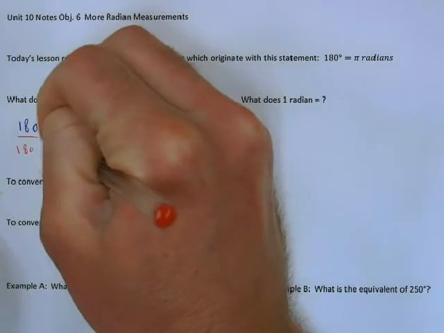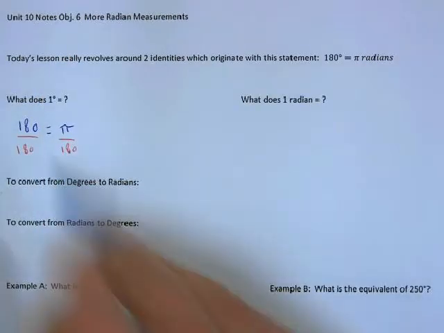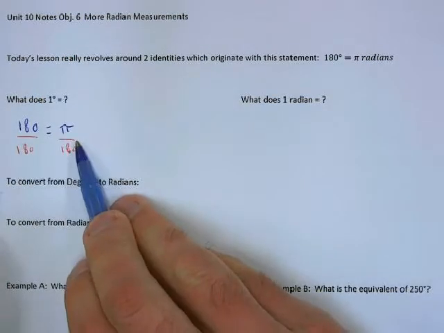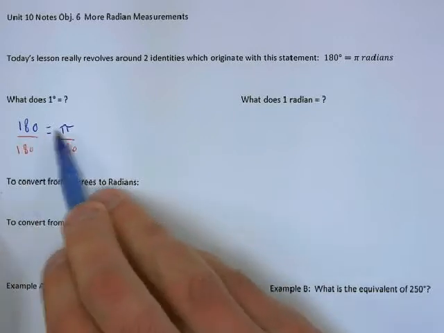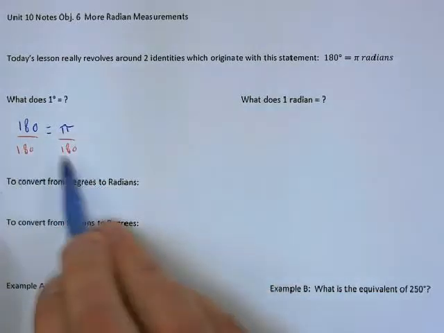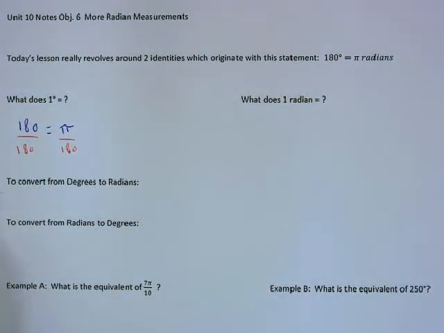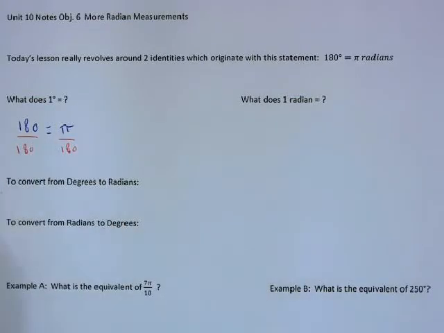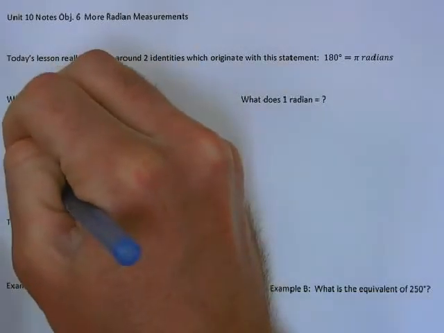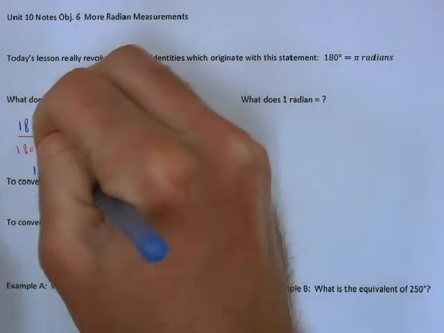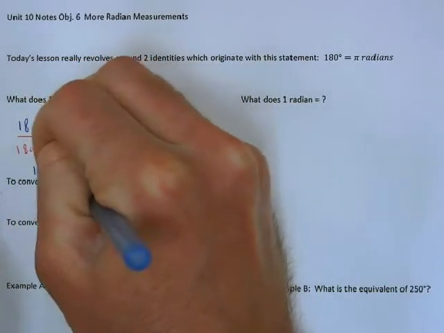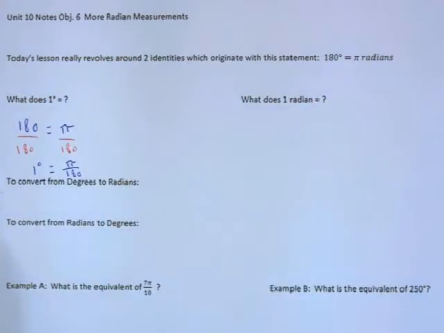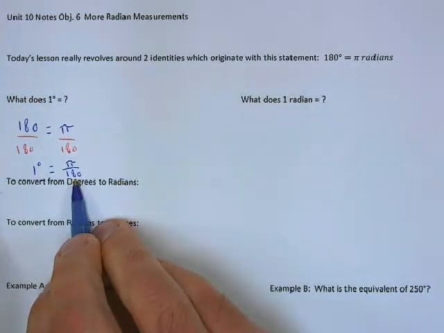If I do that on both sides, then this gives me 1 degree, which means this also must give me 1 degree, because these two things were equal to begin with, and we divided them both by the same thing. So 1 degree equals pi over 180. And this is going to help us convert from degrees to radians and vice versa.